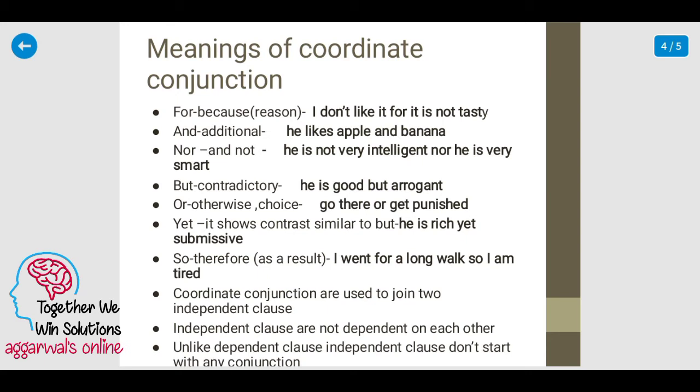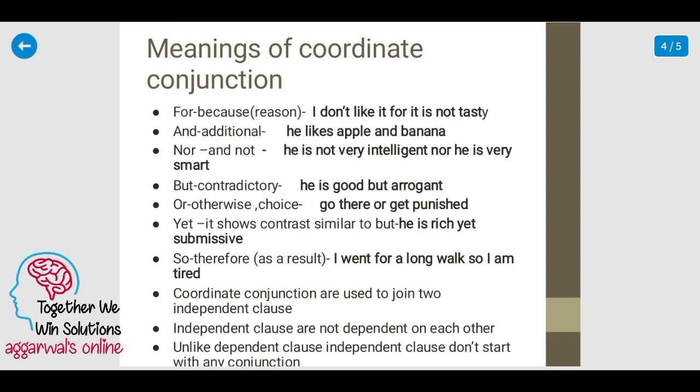Each and every coordinate conjunction has got its own meaning. Each one of them has got its own meaning. So let us look at the meaning of those coordinate conjunctions. First, for. What is the meaning of for?